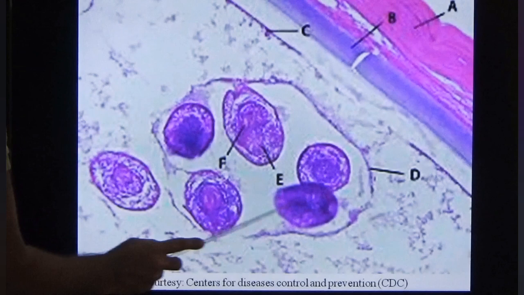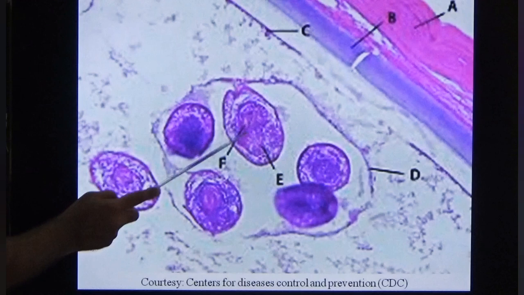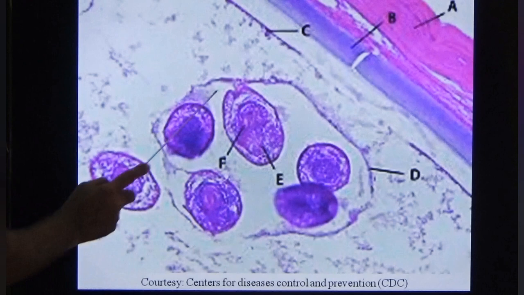Okay. And D, you can see it as the brood capsule. And inside the brood capsules, there is a presence of protoscolex. So in the protoscolex, in F, you can see the hooklets. Of course, it is not clear, but this is the brood capsule and this is the protoscolex.